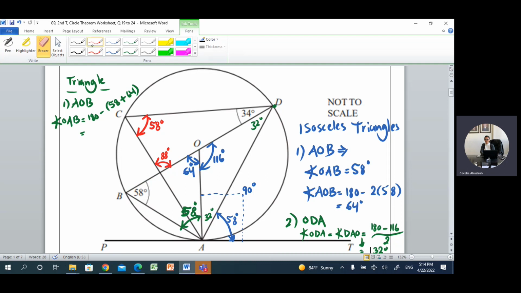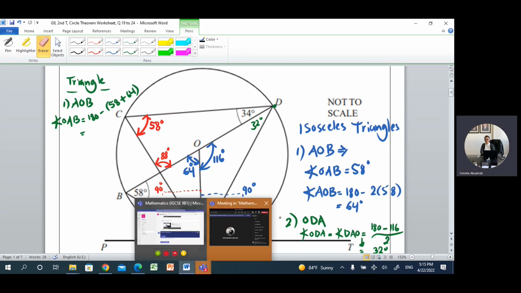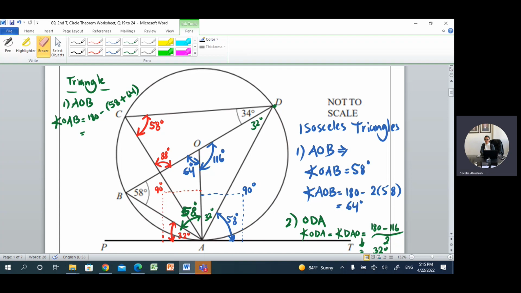What else do we have? As we all know, the angle between the radius OA and the tangent is 90 degrees, and if this angle is 58, then this angle will be 90 minus 58, and the answer will be 32 degrees for this angle. Okay, so we found this. Now 58 plus 32.